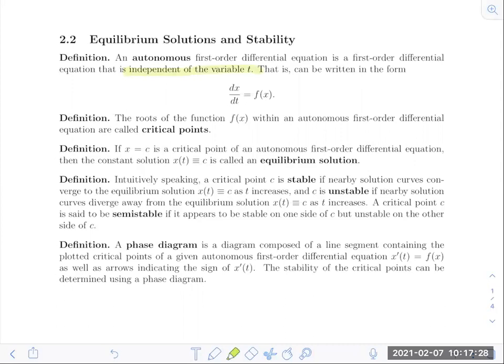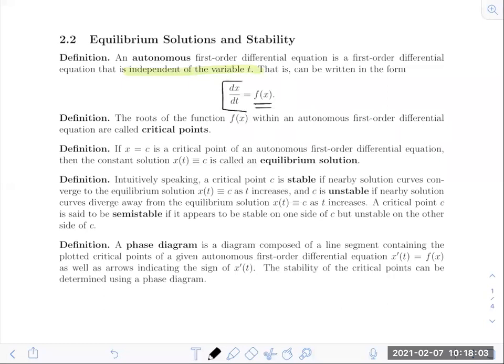We are assuming that t is the independent variable and x is the dependent variable. On the right-hand side, we see a function that depends only on x, and that independent variable t is missing. We call the roots of the function f of x within this autonomous DE critical points. This term should be familiar from the calculus series. When working on optimization and finding maxima and minima of single variable functions, we take the first derivative, set it equal to 0, and solve for the roots of that derivative. That's precisely what we're doing here.